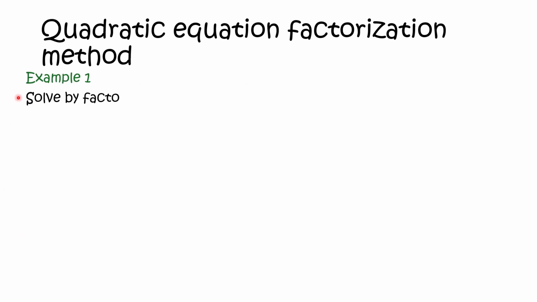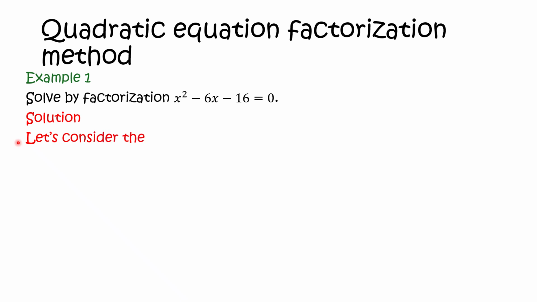Let's look at example 1. Solve by factorization x squared minus 6x minus 16 equals 0. The solution. Let's consider the left-hand side of the equation. a equals 1, b equals minus 6, and c equals minus 16. Those are the coefficients of x squared, x, and the constant term, respectively.